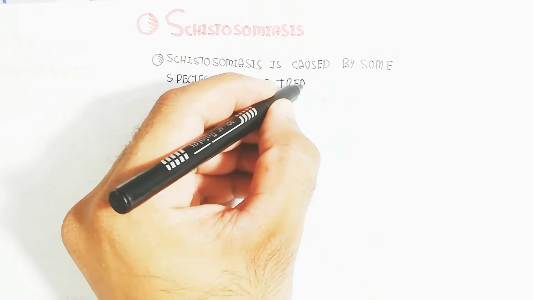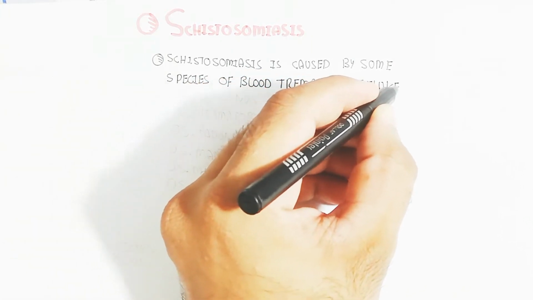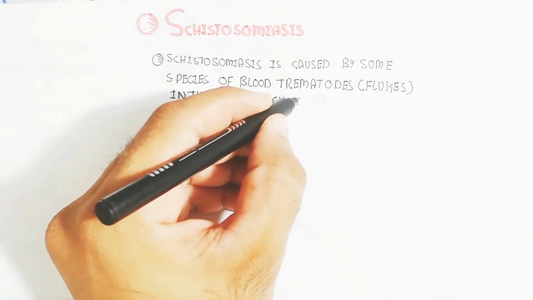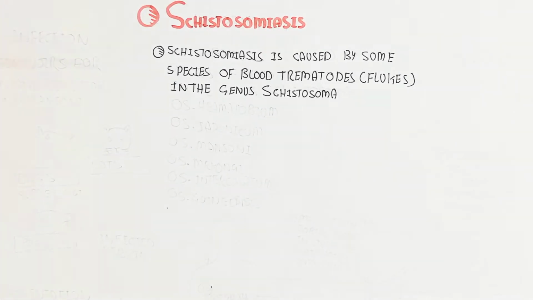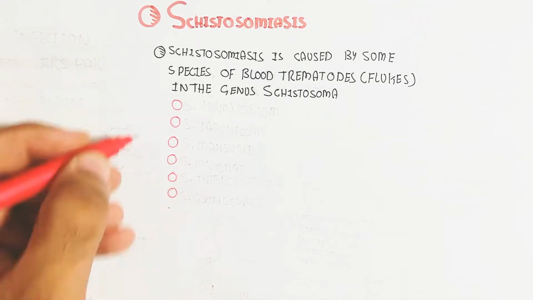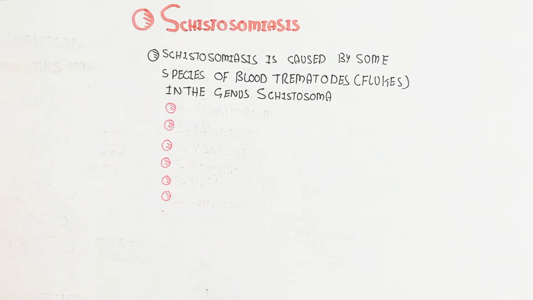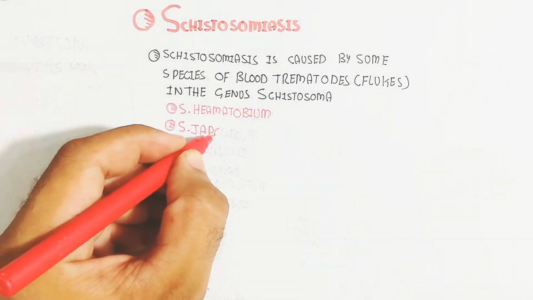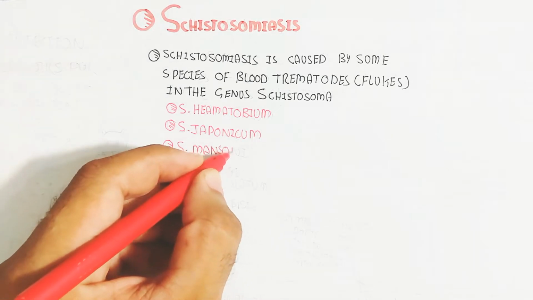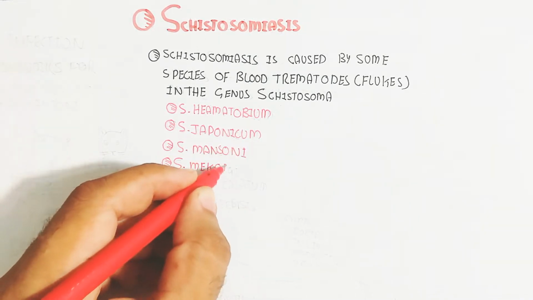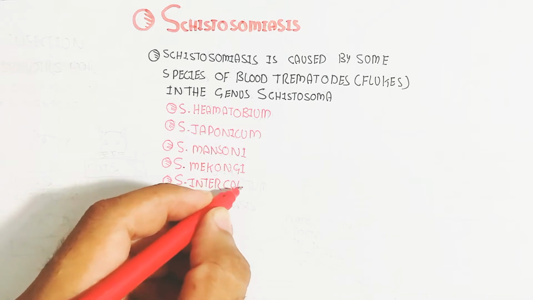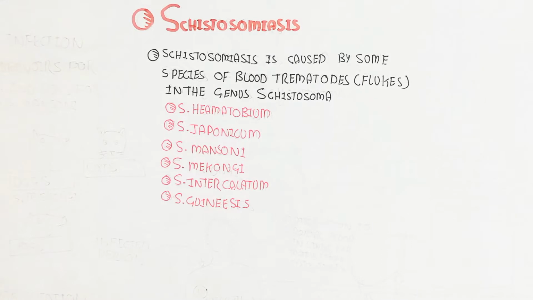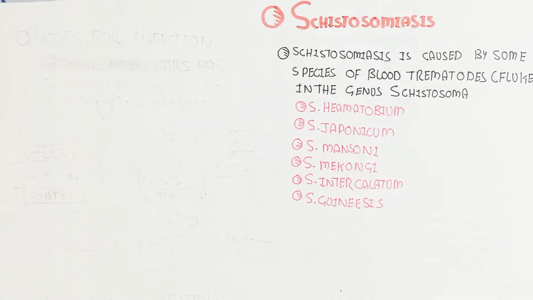The genus Schistosoma contains many species. Basically, it contains hematobium, Schistosoma japonicum, Schistosoma mansoni, Schistosoma mekongi, intercalatum, and juvenis. This is transmitted by two hosts required for the development of Schistosoma, because Schistosoma requires the snail as well as a human or other animal.